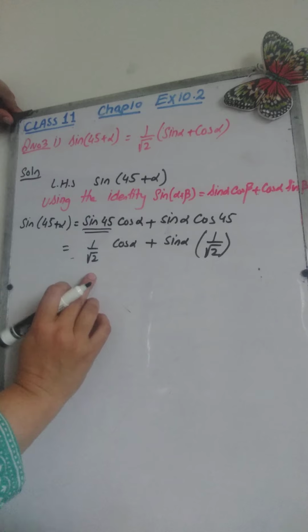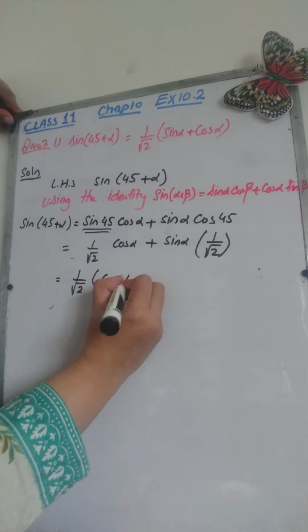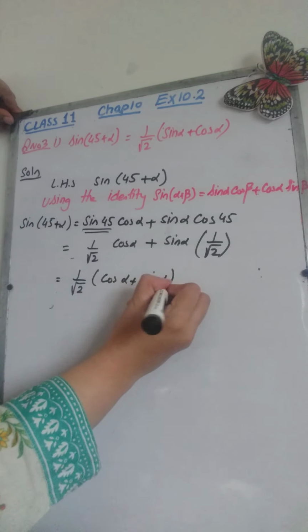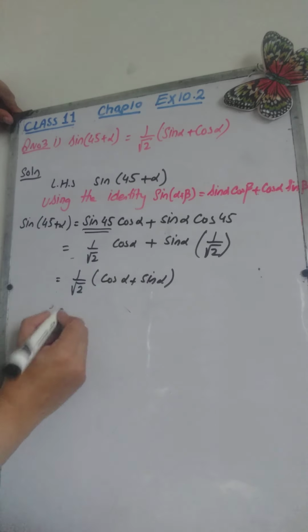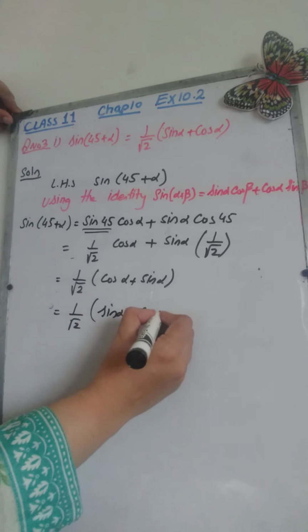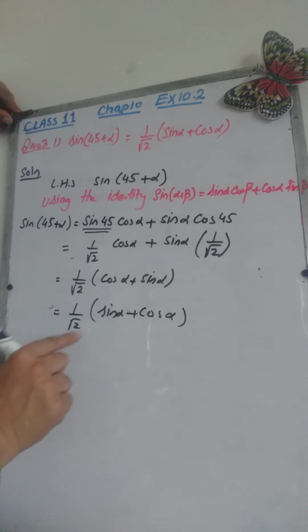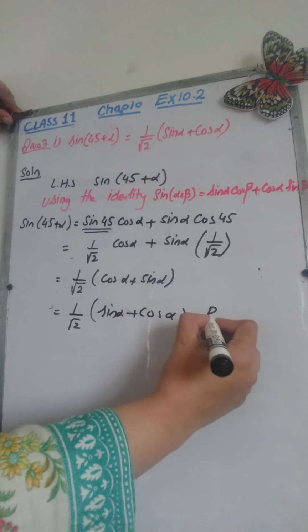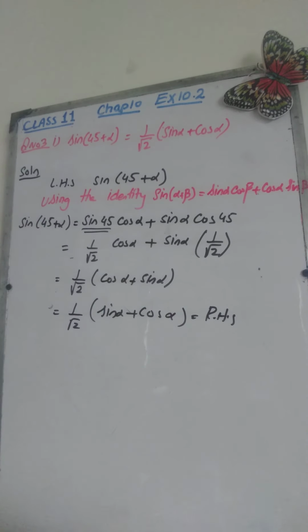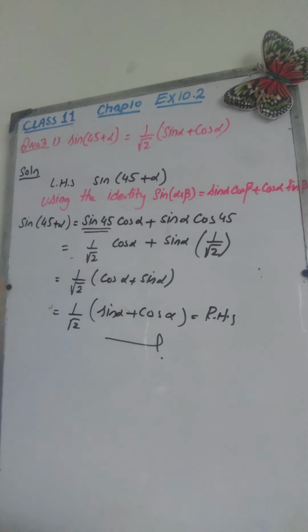Taking 1 over under root 2 common from these two, we are going to get 1 over under root 2 into cos alpha plus sine alpha. This may also be written as 1 over under root 2 into sine alpha plus cos alpha, because commutative law holds in real numbers, so we can easily switch their places, and this is equal to the right hand side. So it is proved that sine 45 plus alpha is equal to 1 over under root 2 into sine alpha plus cos alpha, and this completes the solution. Let's move to the next question, that is question number 4.